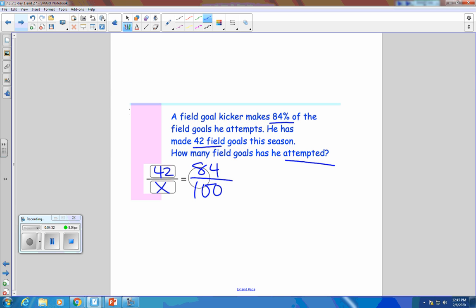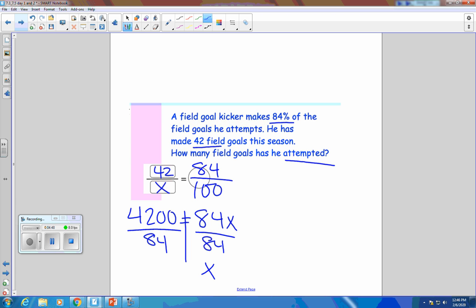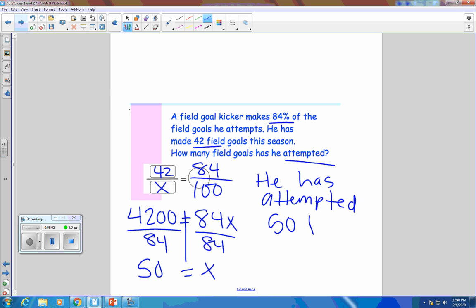From there, we cross multiply. 42 times 100 is 4,200. 84 times x is 84x. Divide both sides by 84. From there, we get x equals 50. So this means that he has attempted 50. He's attempted 50, and he made 42 of them.